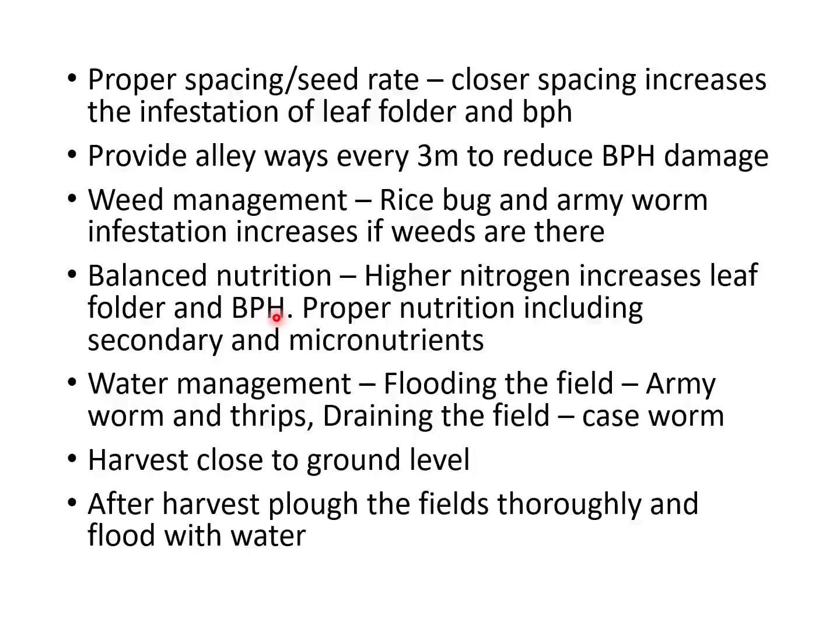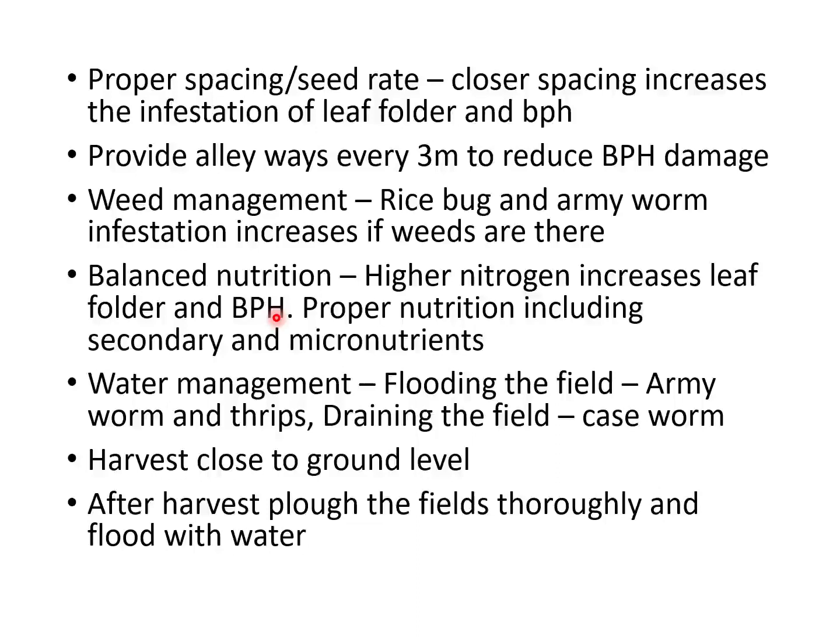For managing BPH, we can go for providing alleyways at every 3 meters. And many rice pests multiply in weed hosts, especially gramineous weed hosts, such as rice bug, BPH, gall midge, etc. So weed management is critical. And many rice insect pests increase in population if you go for excess application of nitrogen. Typical examples are BPH and leaf folder. So go for proper nutrition. Don't avoid potassium, because we have to go for balanced nutrition.